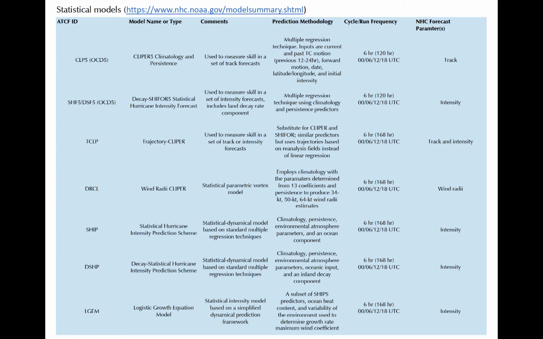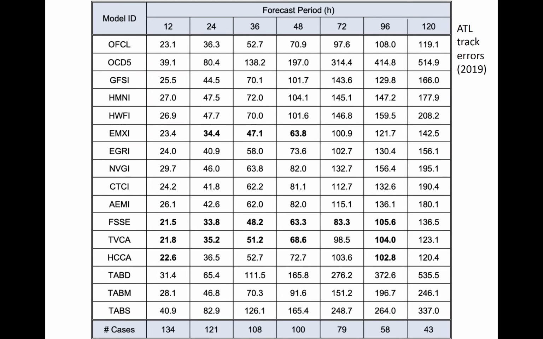You may find yourself using SHIPS or D-SHIPS in your forecast in this class. D-SHIPS is essentially SHIPS, but includes a decay component for tropical cyclones moving over land. These models produce output every 6 hours. The next few slides characterize track and intensity errors for North Atlantic and East Pacific tropical cyclones and compare them to official forecast errors from the National Hurricane Center.